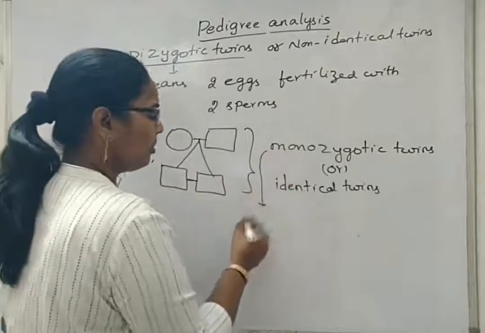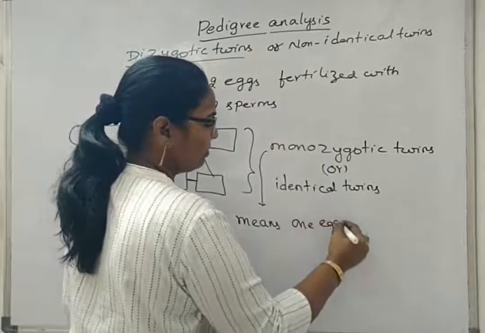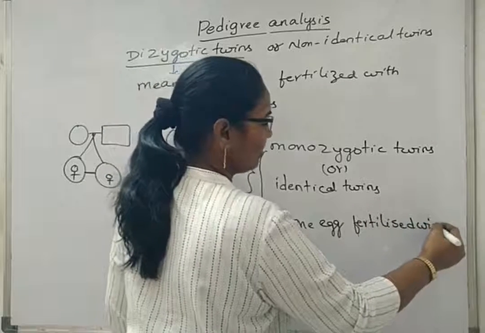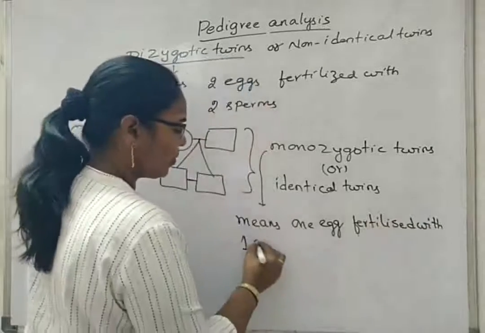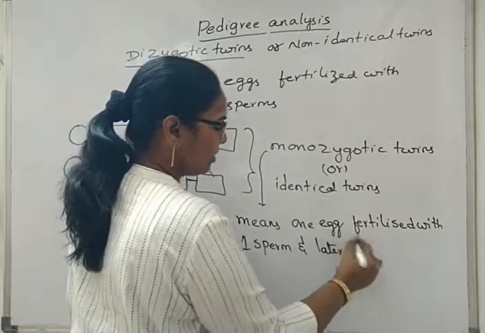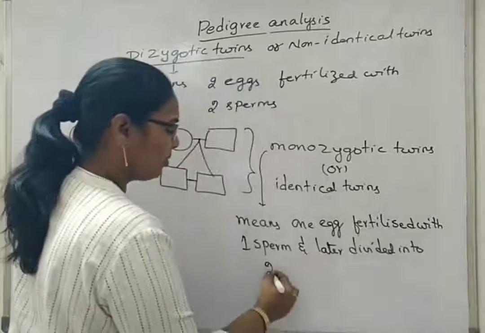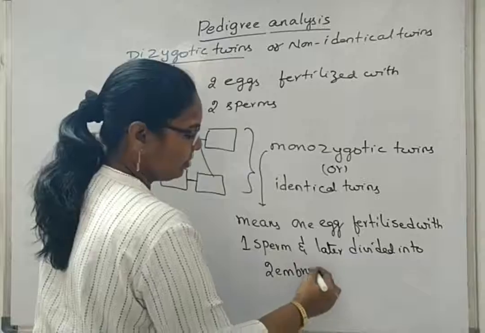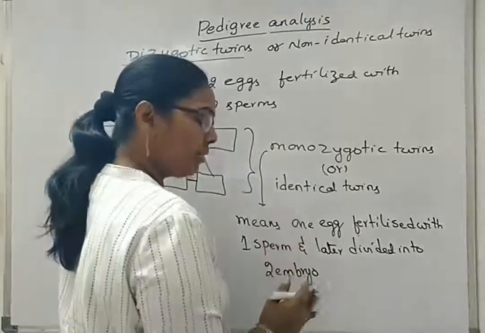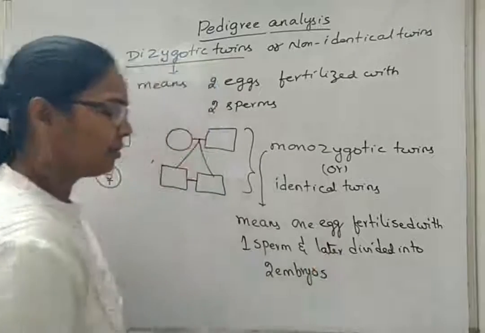Monozygotic means one egg fertilized with one sperm and later divided into two embryos during its morula, 16-cell, 30-cell stage, etc. During that time, it divides into two parts, or two babies, embryos.